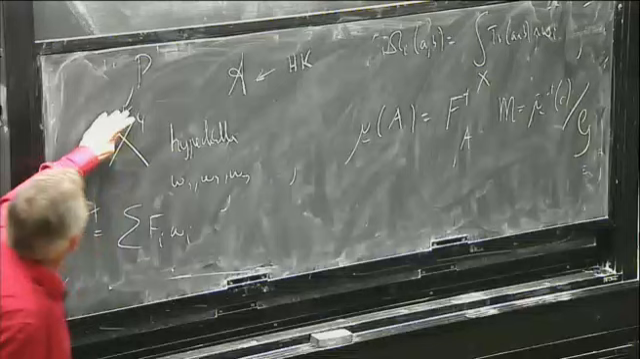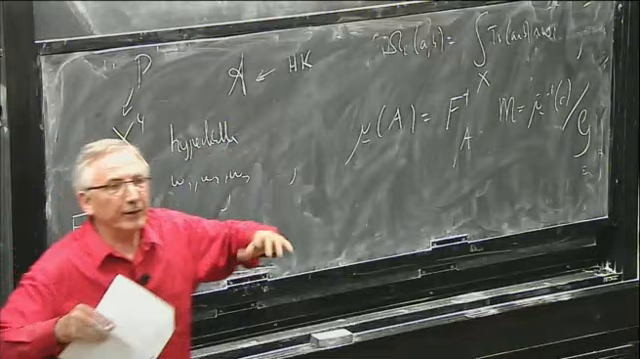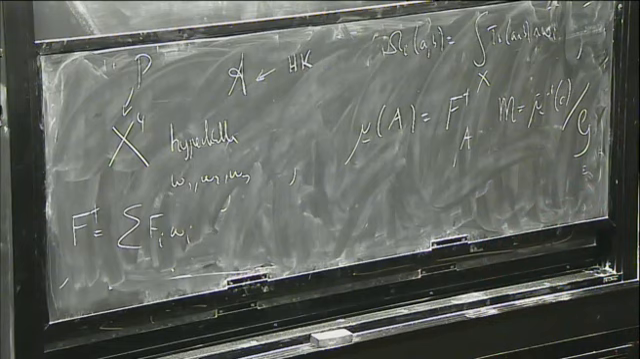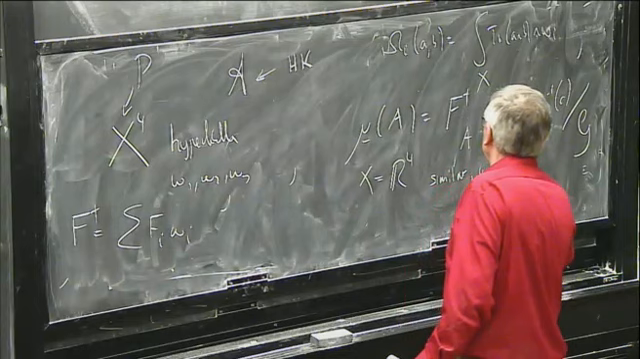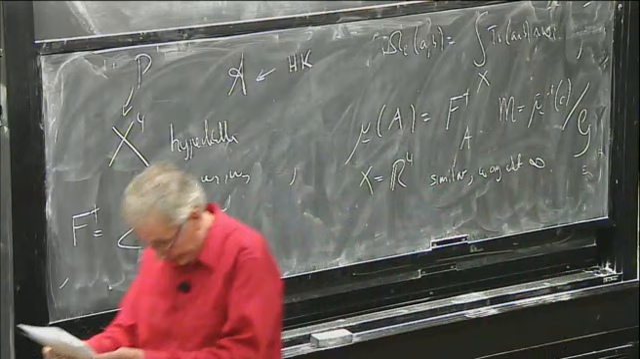If X is R4, there's a similar story, but we have to worry a bit about the behavior at infinity. So in particular, we have to use the gauge group of gauge transformations that are trivial at infinity. So X equals R4: similar, but we worry about infinity. Adjustments.